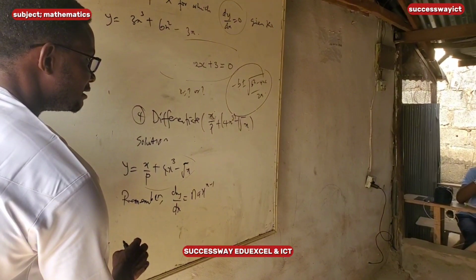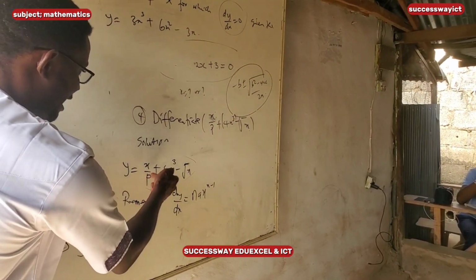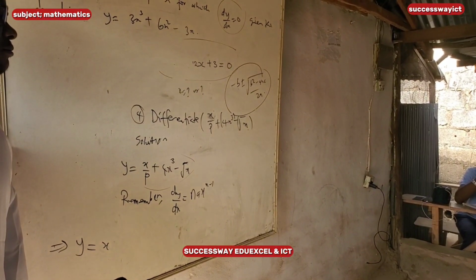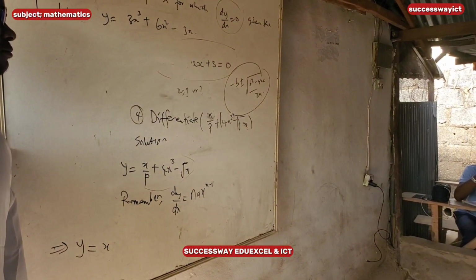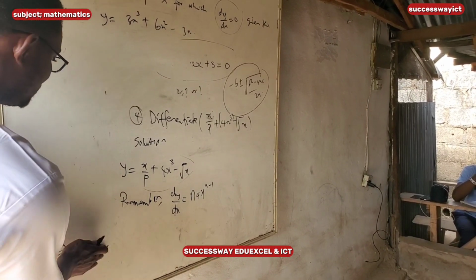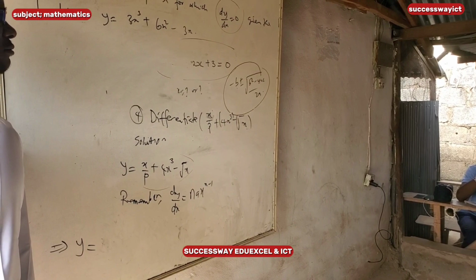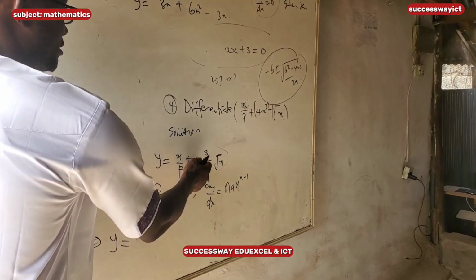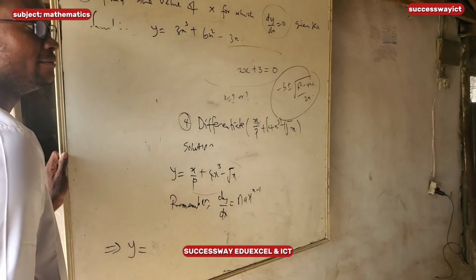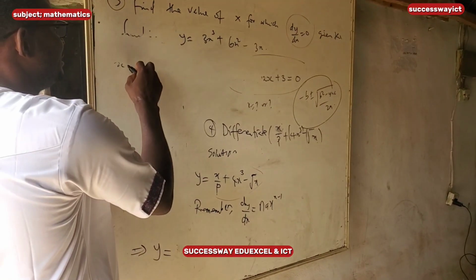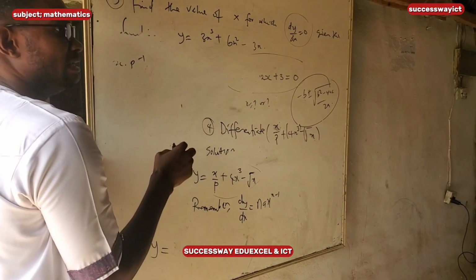This 1 over p, I want it off. That 1 over p becomes p raised to the power minus 1, since there's no variable there. Remove this from here. What will you have? It's going to be x times p raised to the power minus 1.